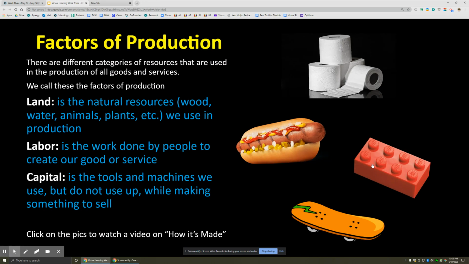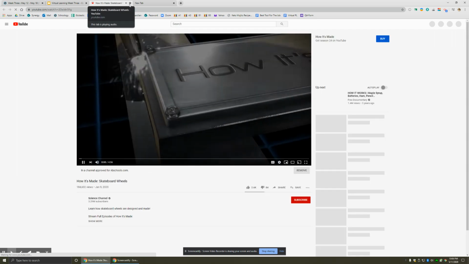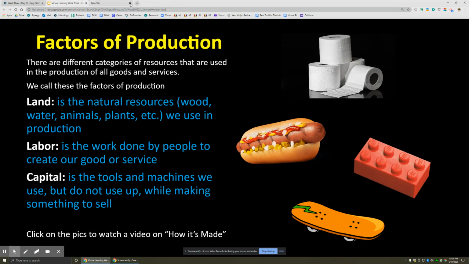Doesn't that just make you want to keep watching that? And then I have one about the skateboard wheels, which is really interesting, and then one about the Legos. And again, I think it's from the series How It's Made, and I'll make sure that the toilet paper one is working.